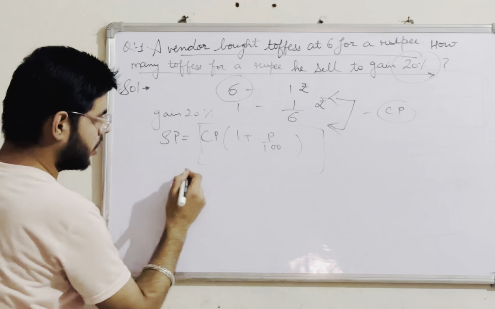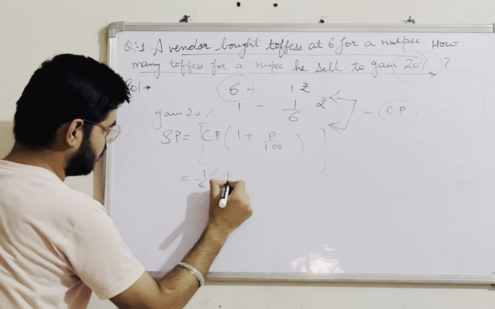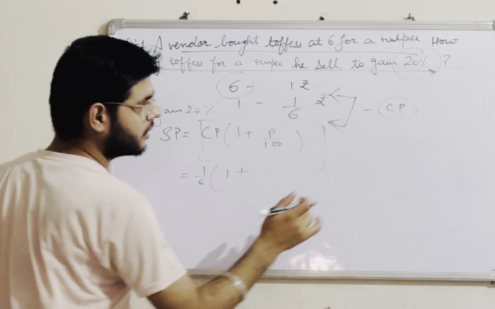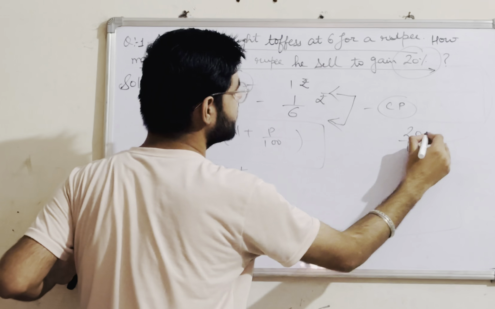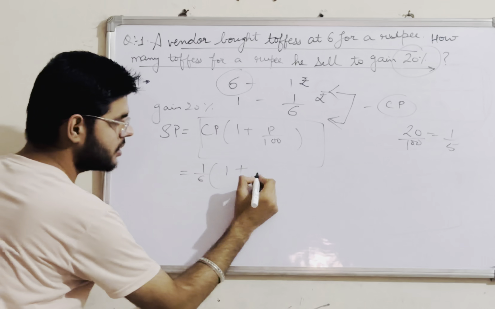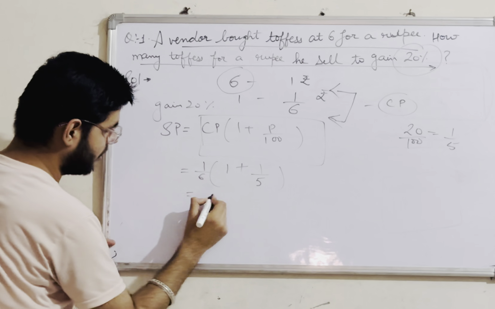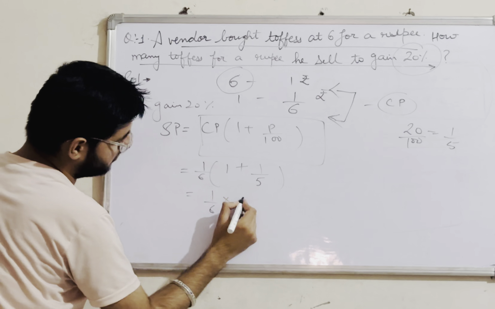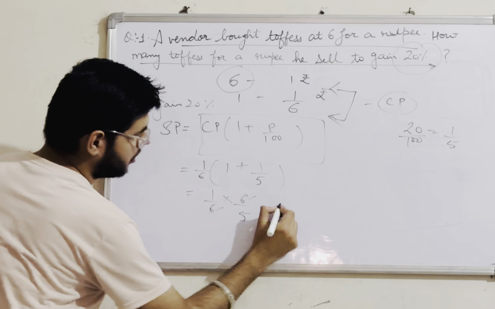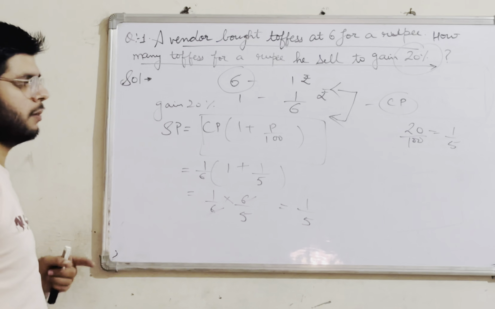So here the CP is 1/6. The profit percent 20%. 20% which means that 1/5. So substituting the value as 1/5, we'll be getting the answer as 1/5.